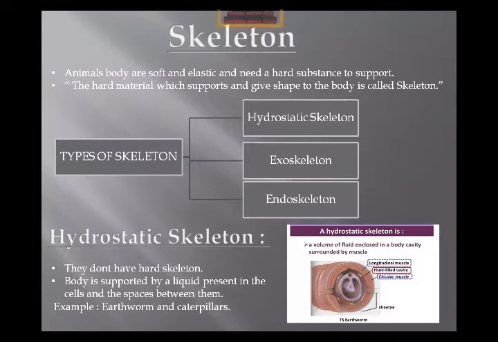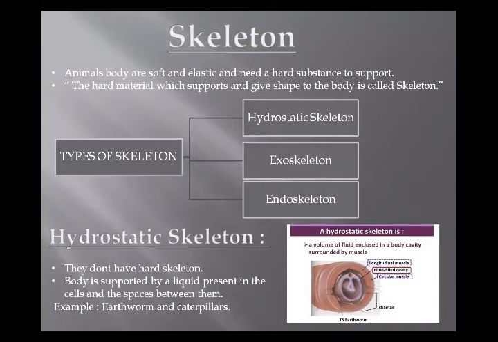You observe caterpillars in your environment, on leaves, eating the leaves. These caterpillars have soft bodies, and their body maintains its shape by the liquid or body fluid which is filled inside their body spaces and in the cells with pressure. This fluid filled with pressure gives proper shape to the body, and this hydrostatic skeleton helps in movement. That's why we can say it helps in locomotion.